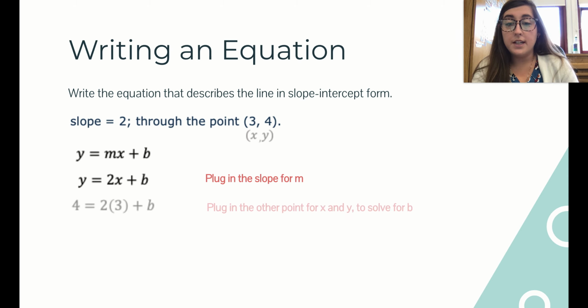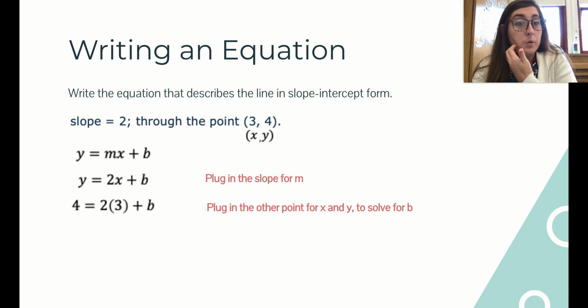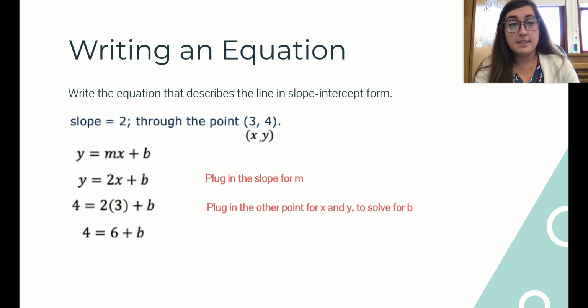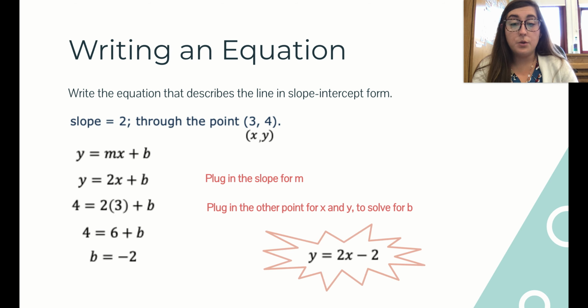So that other point is going to be x and y. So when you have a coordinate pair, x comma y, we're going to plug 3 in for x, 4 in for y, and that way the only variable left to solve for is b, which is our y-intercept. So solve for b, multiply 2 times 3, get 6, subtract 6 from both sides, and you end up with b equaling negative 2. So your y-intercept is negative 2, and your slope is positive 2. So now you have all the information necessary to write the equation of your line. So y equals mx plus b, plug in 2 for m, plug in negative 2 for b, and there's your equation, y equals 2x minus 2.